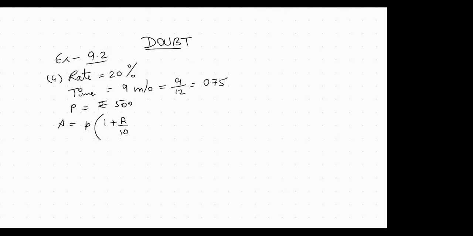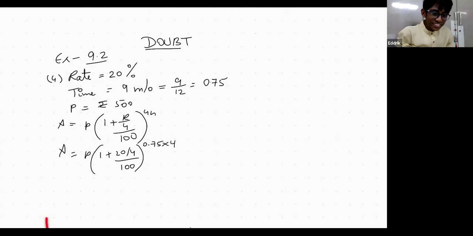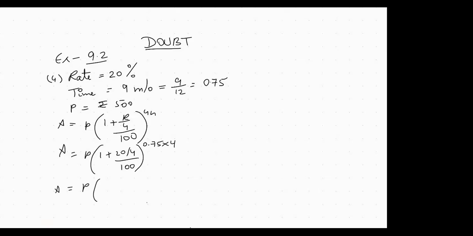Now 4n is there in the formula. I'm writing here in the formula: P into 1 plus R by 4 by 100 raised to the power 4n. So n is 0.75, multiply 0.75 with 4, and we get 3. So amount equals principal, put the values, 1 plus R by 4, that is 20 by 4 by 100, raised to the power 3. And 20 by 4 becomes 5, so 1 plus 5 by 100 raised to the power 3.